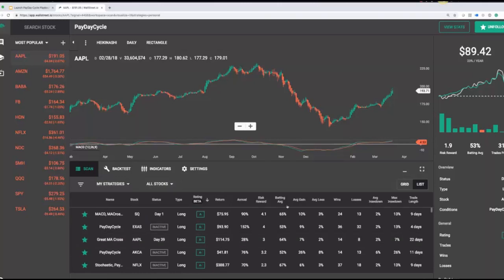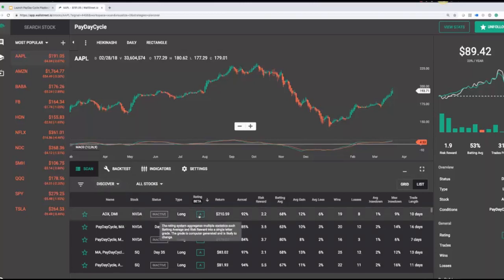You could sort them by any of these great metrics here, or you could also sort them by our proprietary rating system. This also allows you to scan for strategies using our Discover mechanism and scan for highly rated things based off of lots of good criteria that we have in our weighted rating system.